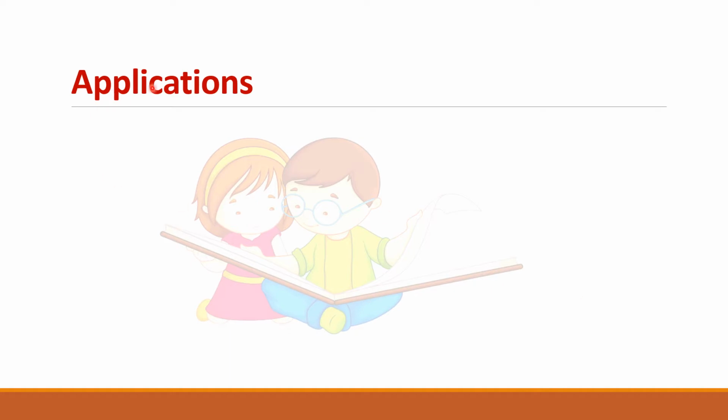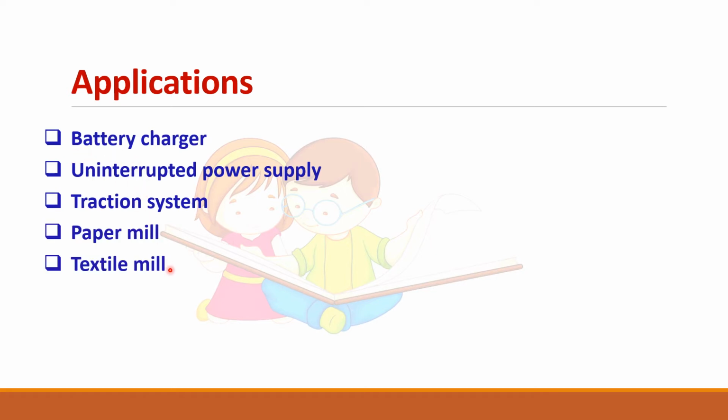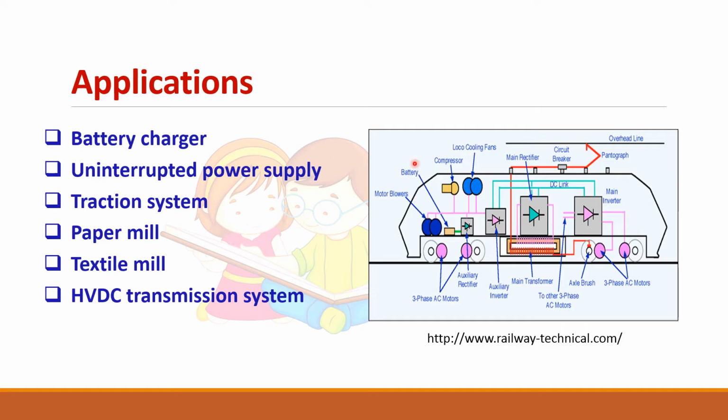Let us see the applications of rectifier. It is used in various applications in our day-to-day life. One such example is locomotive system. You can see here, this is the symbol of rectifier. So this can be single phase or three phase depending upon the application, but rectifiers are used.